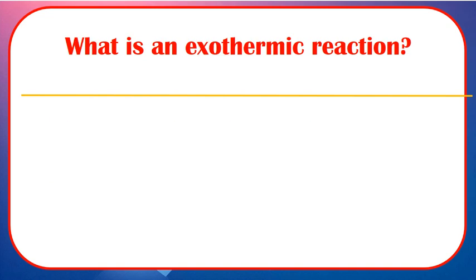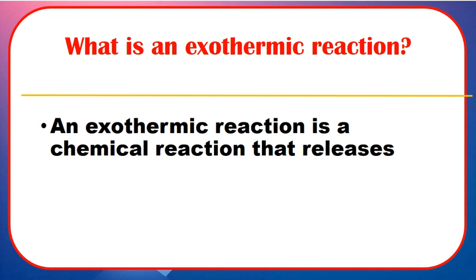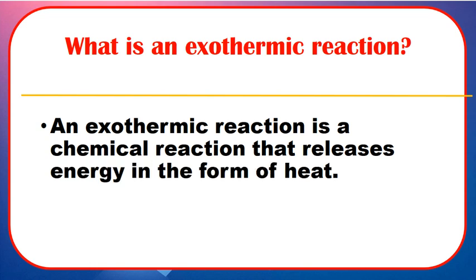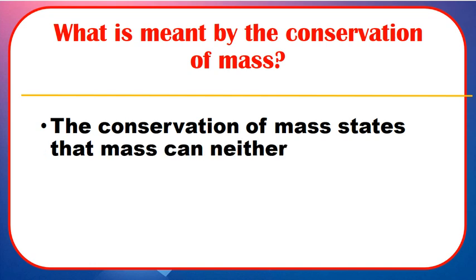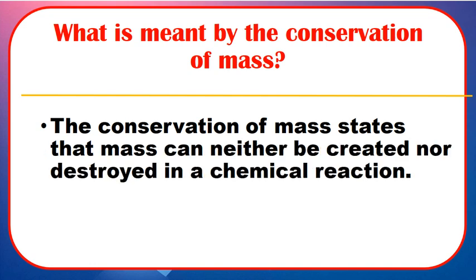What is an exothermic reaction? An exothermic reaction is a chemical reaction that releases energy in the form of heat. What is meant by the conservation of mass? The conservation of mass states that mass can neither be created nor destroyed in a chemical reaction.